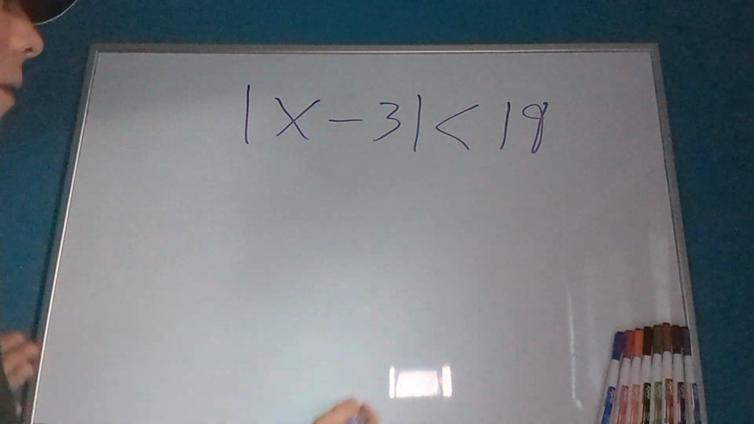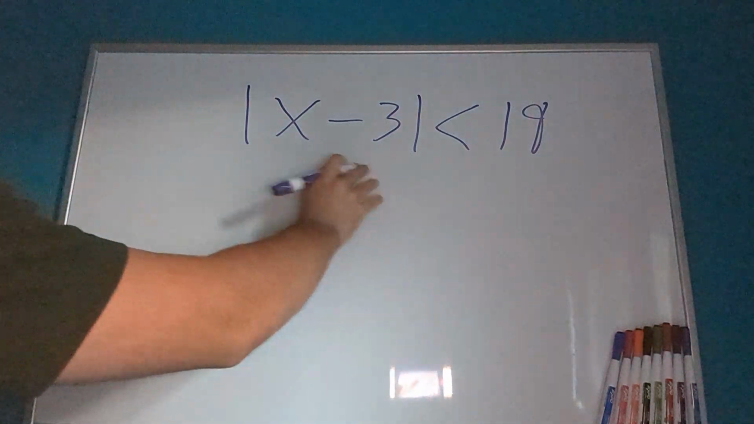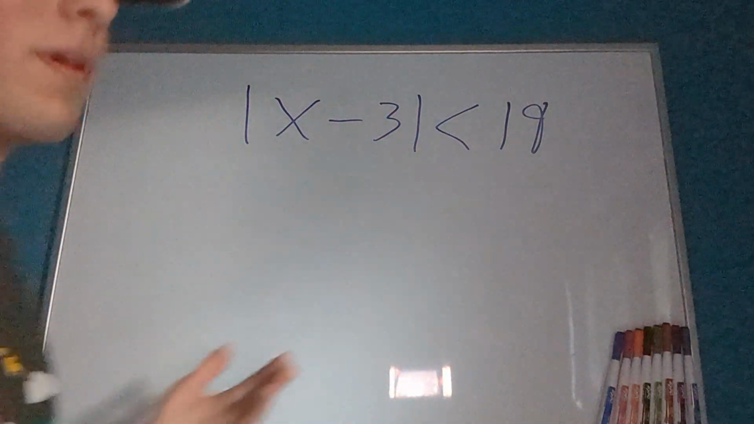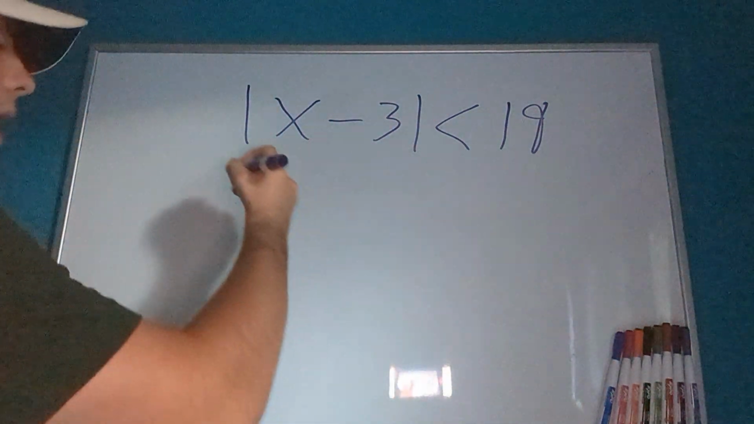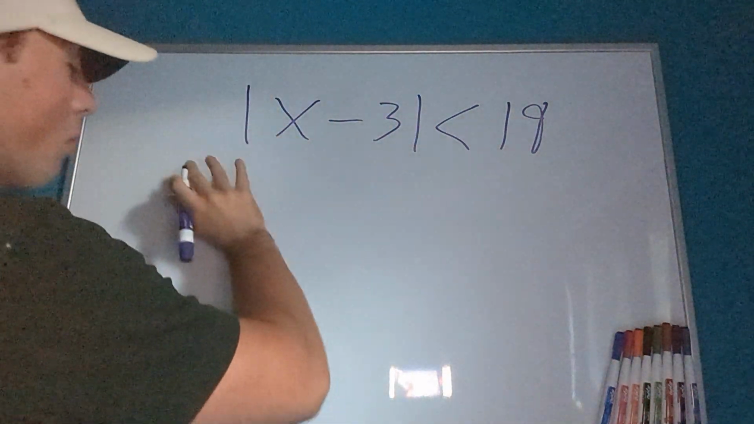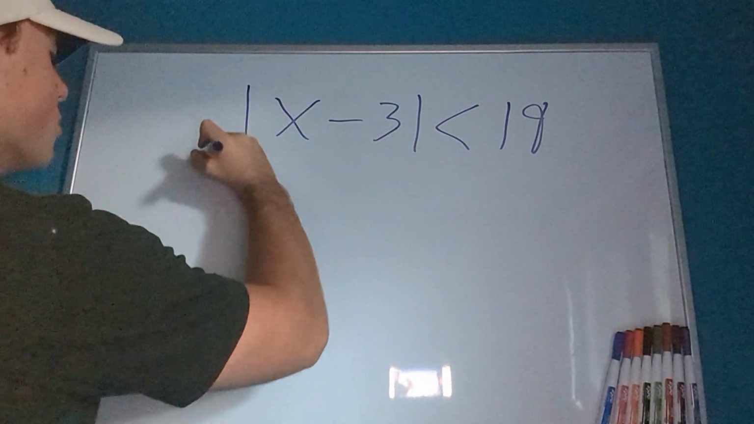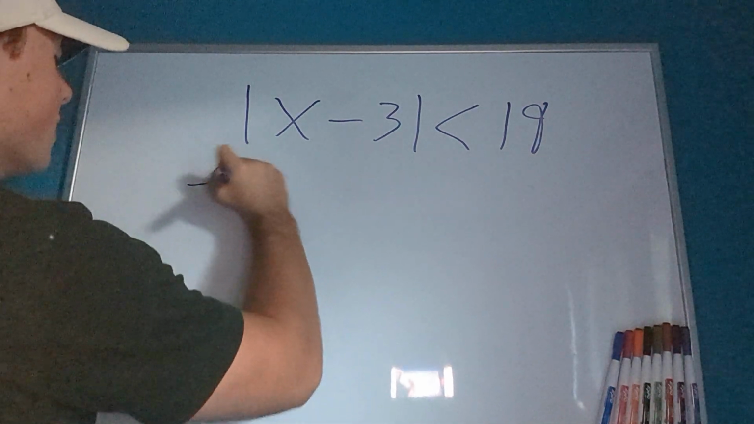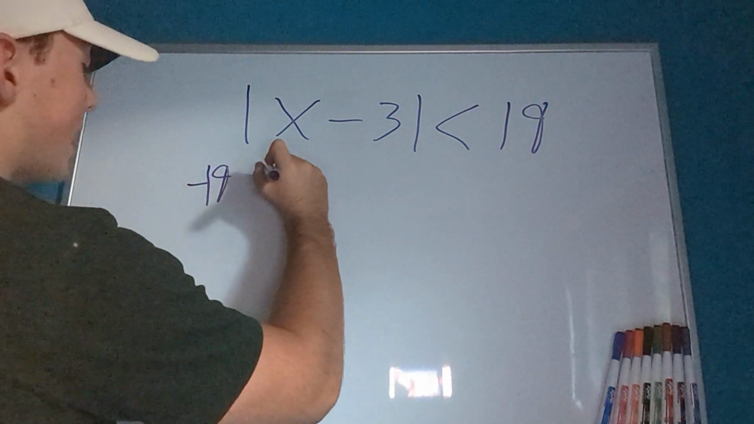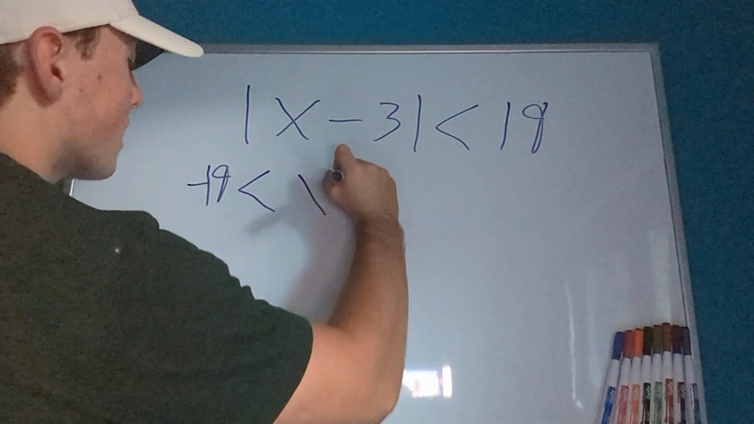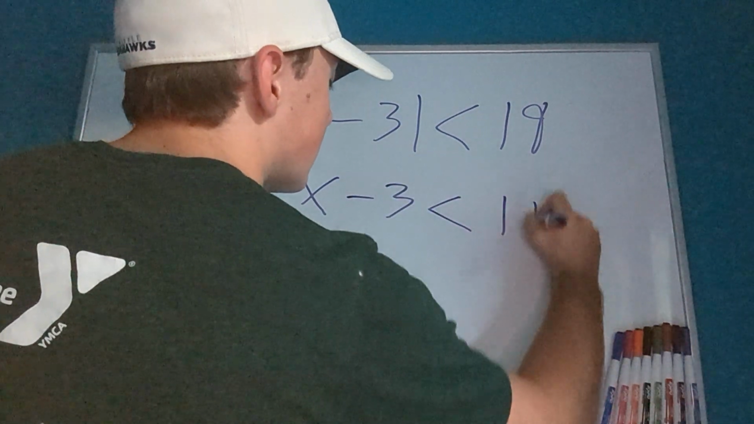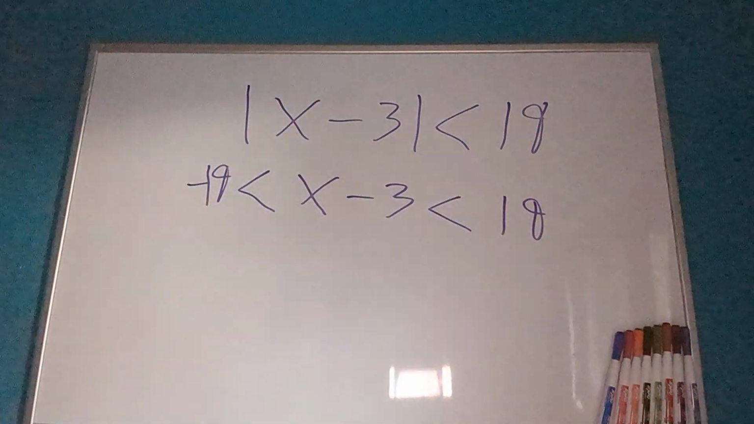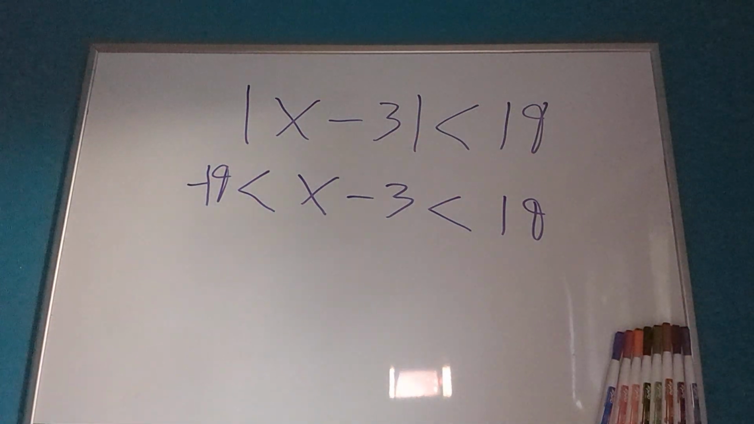We could multiply and divide these numbers, right? But that's not going to get us anywhere trying to solve this equation. So how do we get rid of the absolute value bars? Well, what we're going to do is change it to negative 19 is less than x minus 3, which is less than 19. Doing this has gotten rid of the absolute value bars.